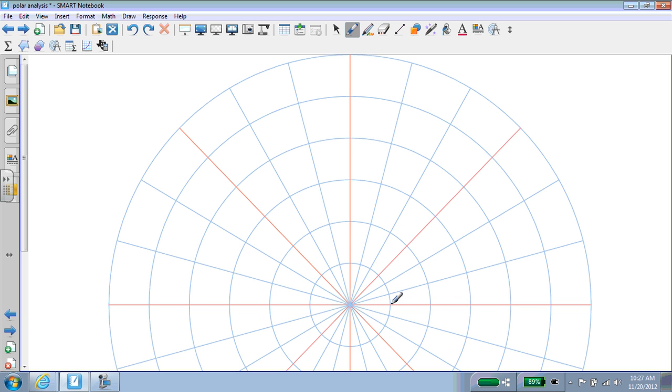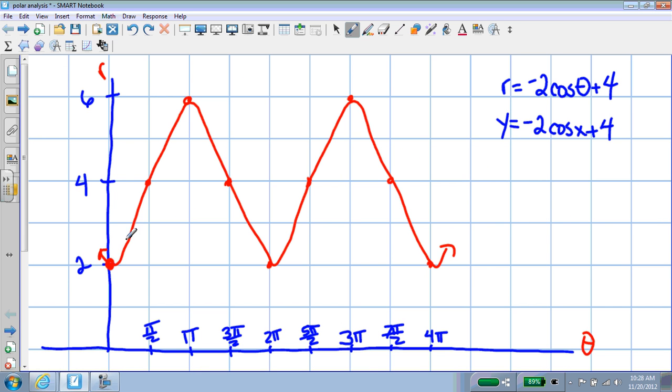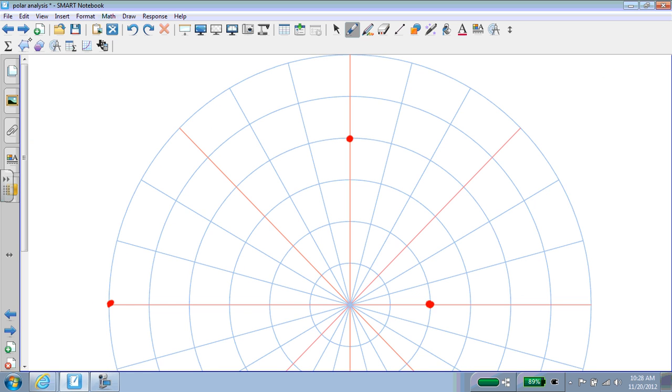At 0 we have a radius of 2. At pi over 2 we have a radius of 4. And at pi we have a radius of 6. Okay, so let's go back and look at how this was drawn. This was drawn in a continuously increasing sweep, right? So this graph is continuously getting bigger. As we draw this, we have to be getting continuously bigger radii.